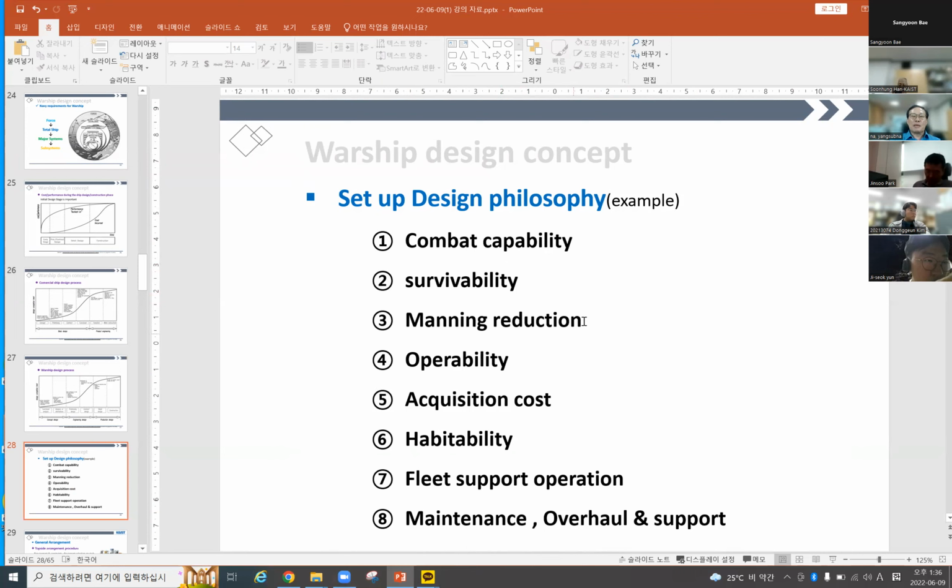The sequence of these priorities can be changed according to the ship type and the mission. For example, these days human cost is very high, so manning reduction is very, very important. In the United States, and in my country also, the general trend is to minimize the crew and the combat people, so manning reduction is very important.